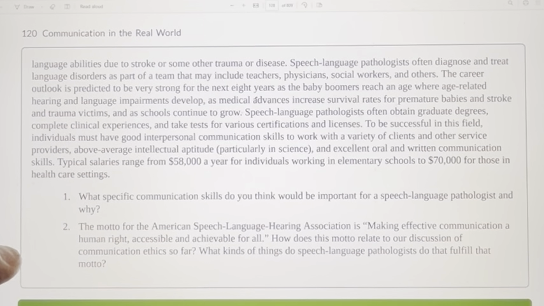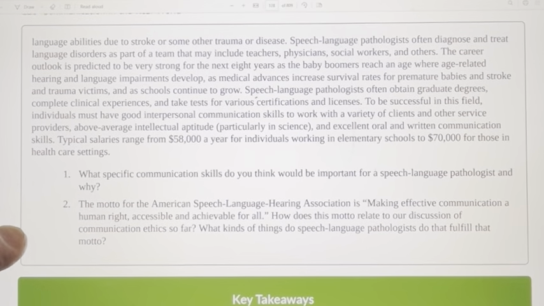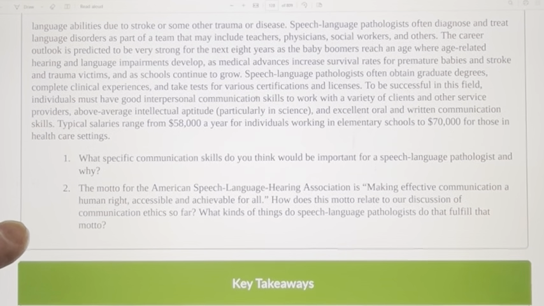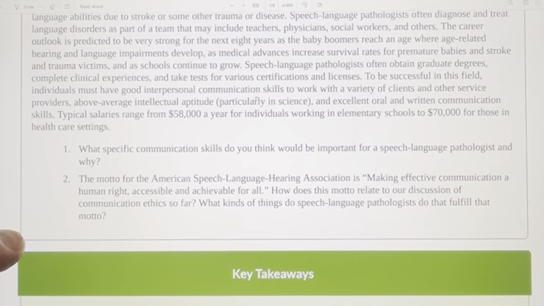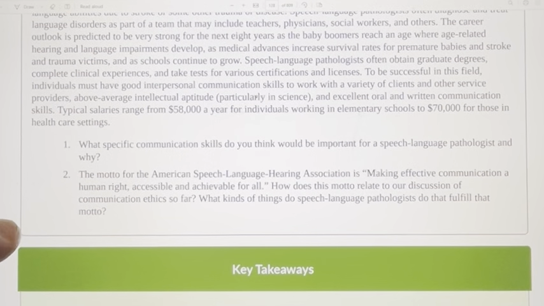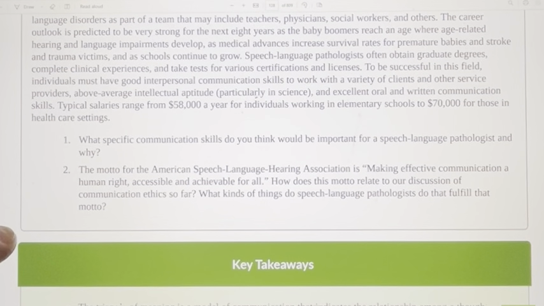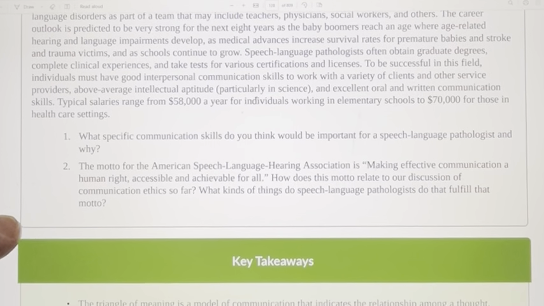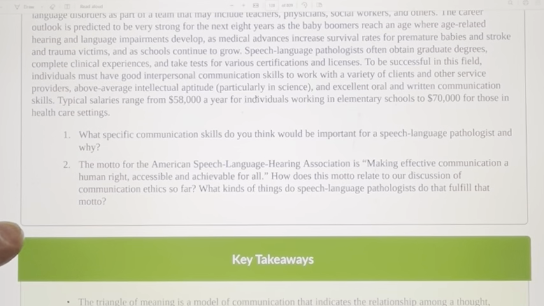Speech-language pathologists often diagnose and treat language disorders as part of a team that may include teachers, physicians, social workers, and others. The career outlook is predicted to be very strong for the next 8 years as baby boomers reach an age where age-related hearing and language impairments develop, as medical advances increase survival rates for premature babies and stroke and trauma victims, and as schools continue to grow.